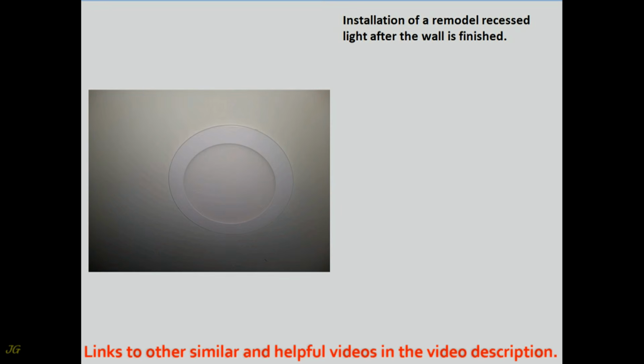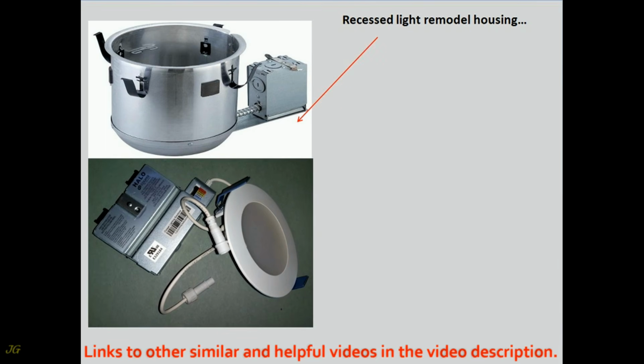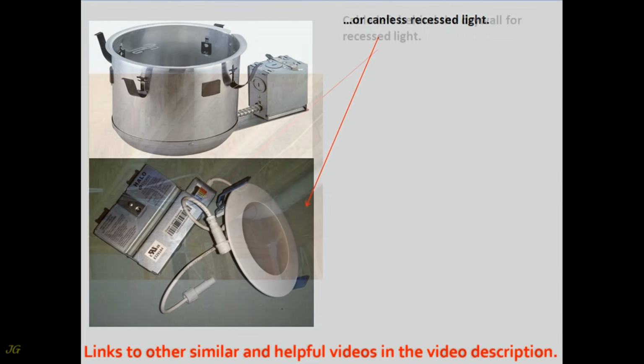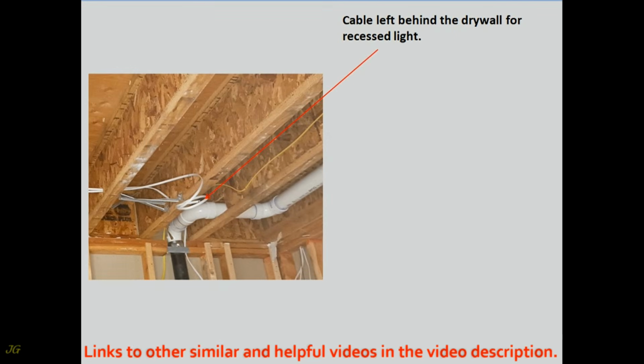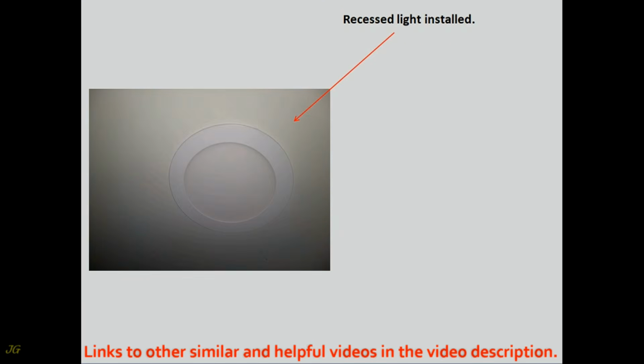Installation of a remodel recessed light after the wall is finished. After finishing the ceiling, you can install a recessed light remodel housing, or canless recessed light. Cable left behind the drywall for the recessed light. Cut a hole in the ceiling and install a remodel recessed light fixture. Recessed light installed.